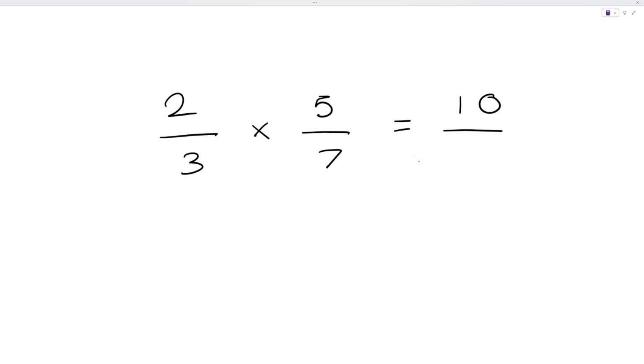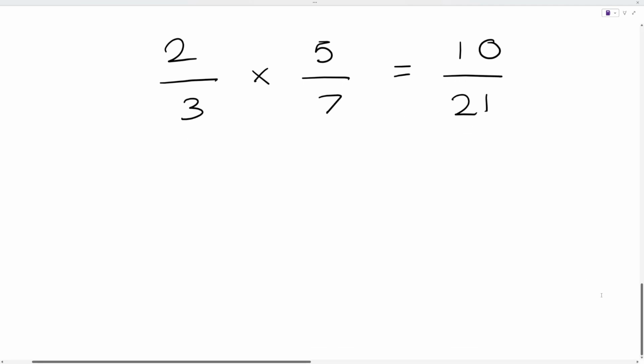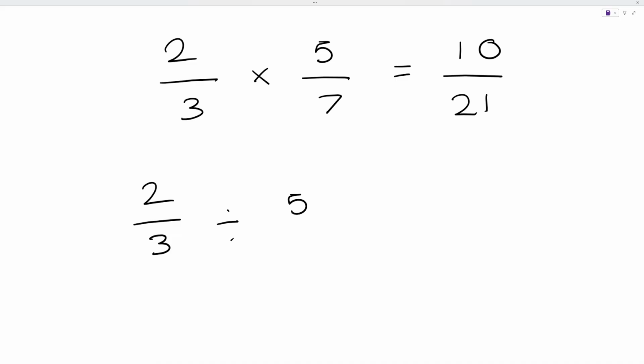To multiply fractions, for example, if we want to multiply 2/3 times 5/7, we just multiply the numerators and the denominators. So 2 times 5 is 10, and 3 times 7 would be 21. Now on the other hand, if we want to do division, let's say 2 over 3 divided by 5 over 7, we'd use a method called KFC.